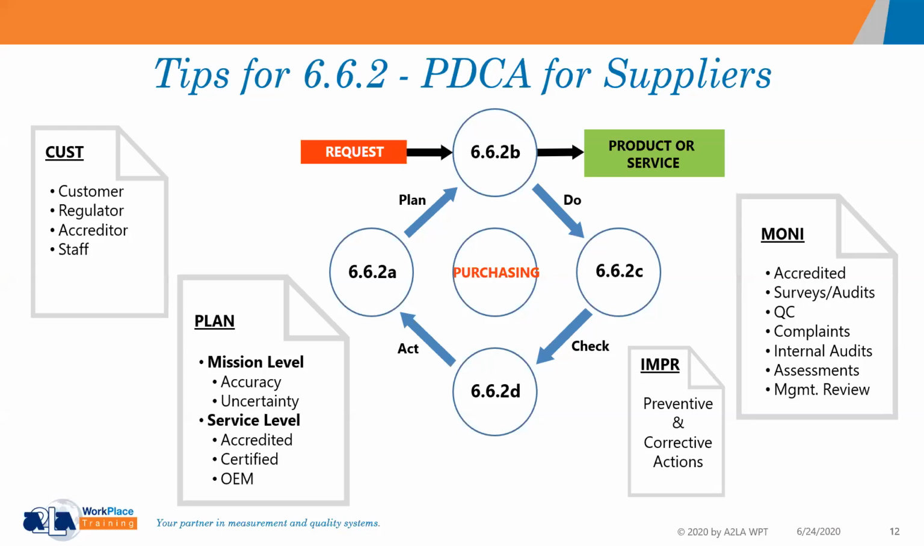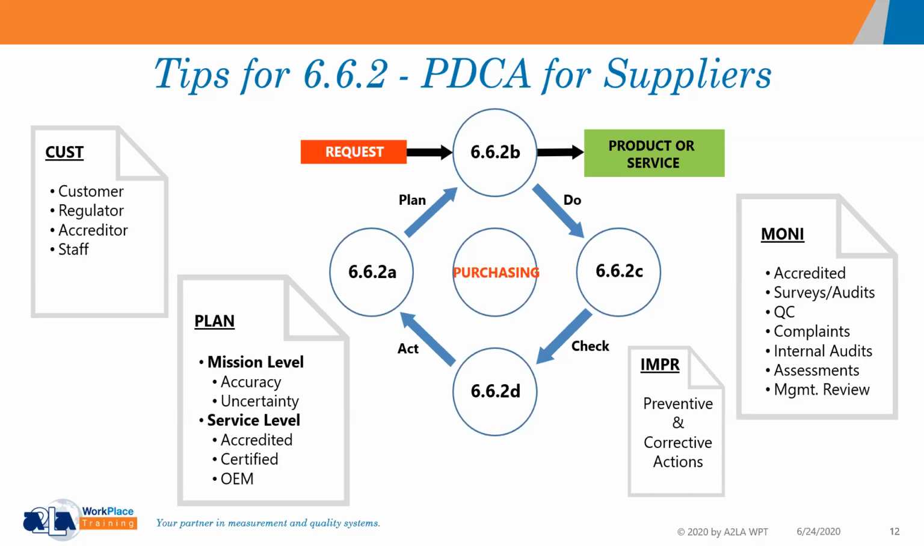And then you get to 662B, which is defining the criteria for your external providers. And so that is your do clause. That is where you're now taking the time to evaluate and select these providers based on the requirements that you have set in place for your products and services. Depending on what your mission is and depending on what service level you're expecting, you may want to define the criteria based on that. So you're going to have some sort of risk involved as far as how you're going to actually define these and evaluate these suppliers.